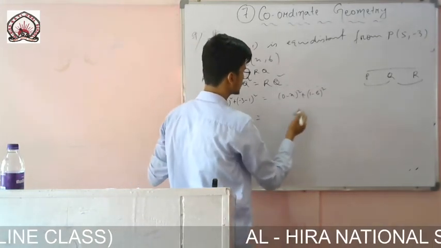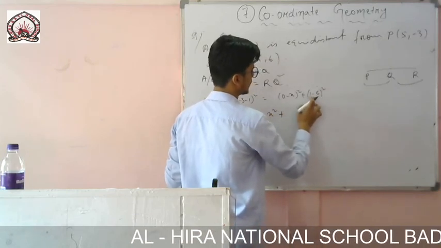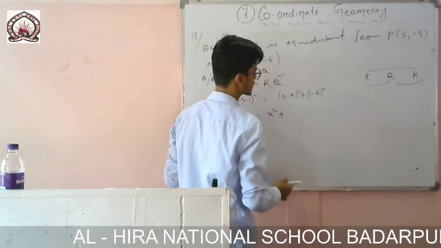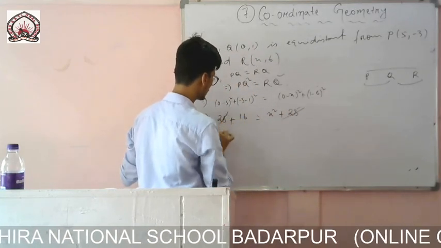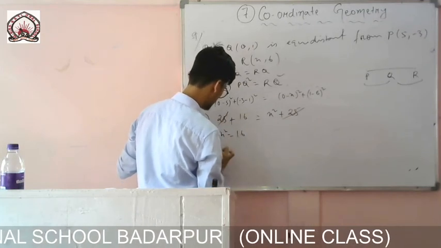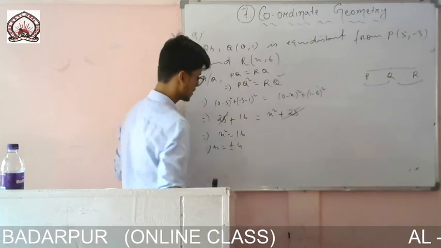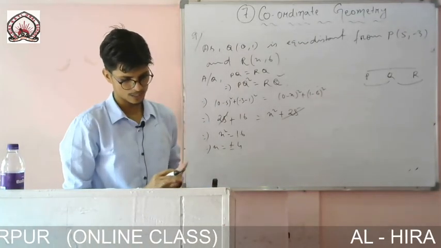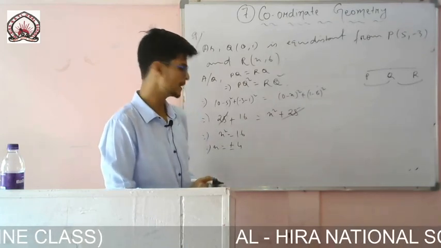Then 0 minus x, so minus x squared will be x squared, plus again 1 minus 6 it is minus 5 squared, it is 25. So they are also 25, here also 25, it will be cancelled. So x squared is equal to 16, that means x equals plus or minus 4. So the value of x will be plus or minus 4. So either x will be plus 4 or x will be minus 4.